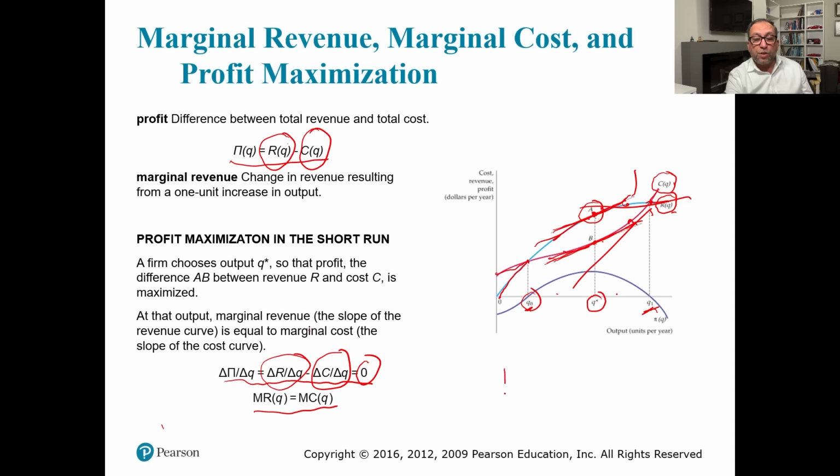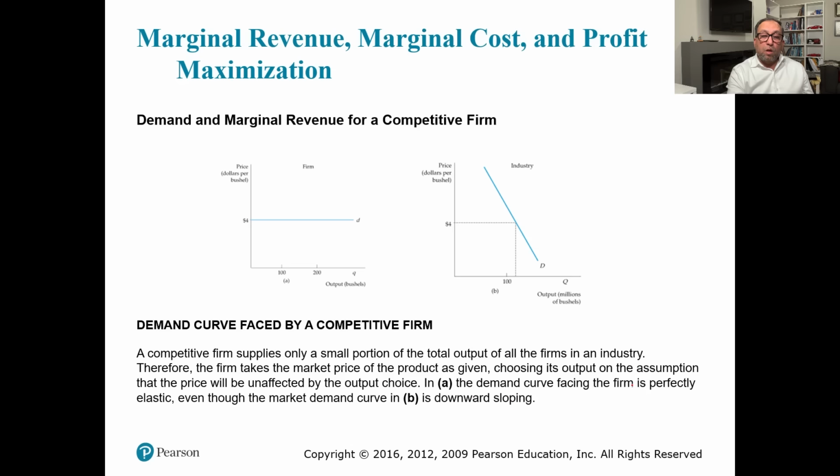So that is the condition we learn here, that the profit maximizing output for any firm operating in a competitive market is where marginal revenue is equal to marginal cost. Now we want to learn a little bit more about what the marginal revenue is for a firm in a competitive market.